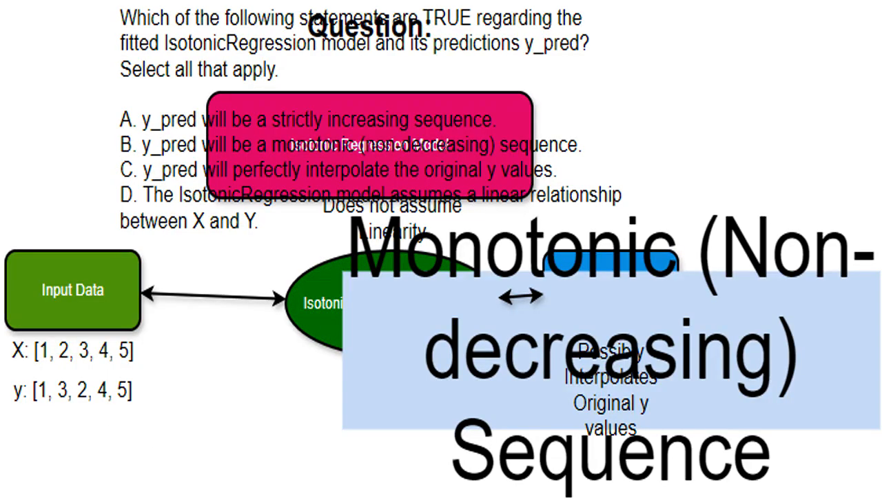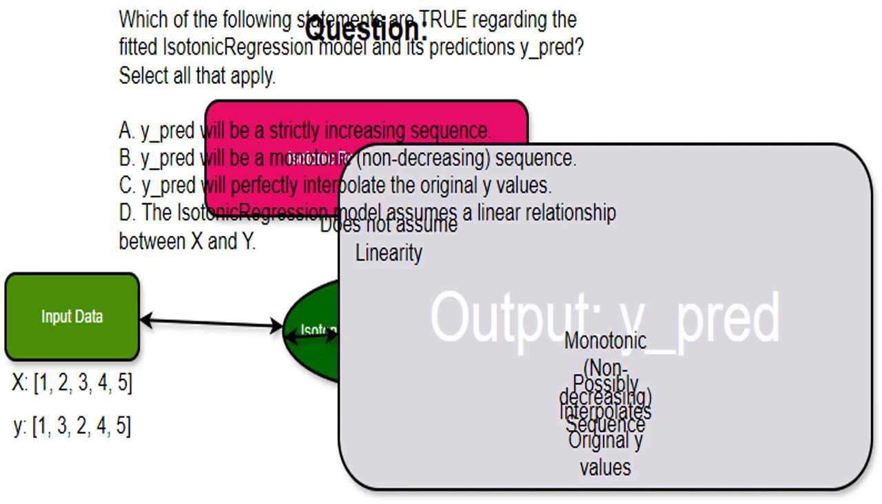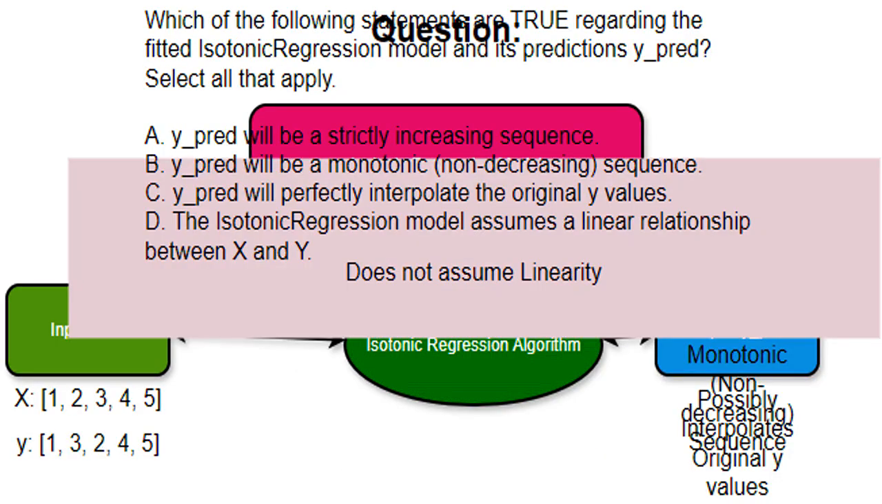The output from the algorithm, y_pred, will always be a non-decreasing sequence. This means that the predicted values will either stay the same or increase as X increases. It will never decrease. The model might pass through some or all of the original Y values. It aims to find the best fit while maintaining monotonicity, but it doesn't guarantee passing through every single point. Crucially, this model doesn't assume that the relationship is a straight line. That's its strength. It can handle curved, monotonic relationships that linear models cannot.